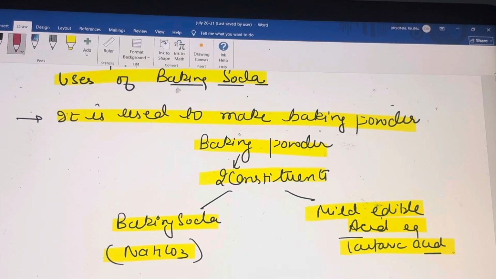Baking soda is used to make baking powder. You all have heard about baking powder. Now I'm going to tell what this baking powder is made up of. The baking powder, beta, has two constituents. It has baking soda and also a mild edible acid is present. It can be tartaric acid and it can be citric acid.